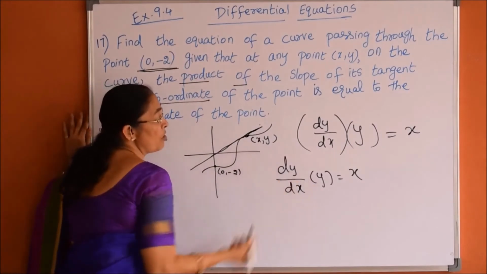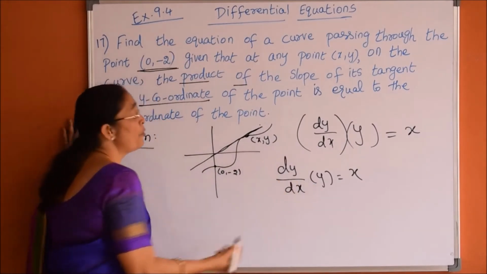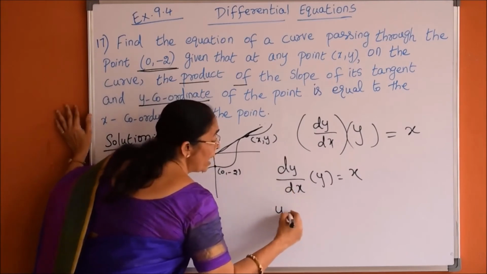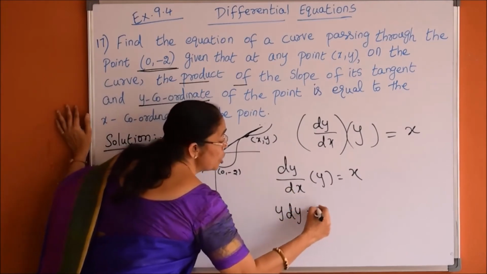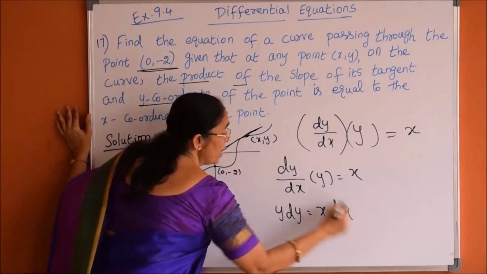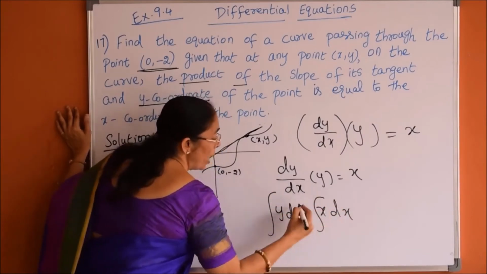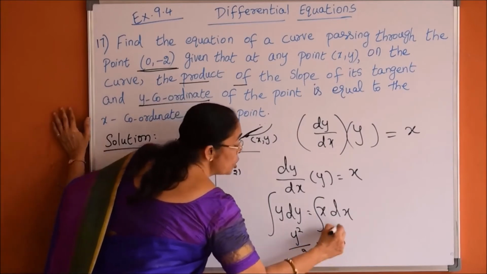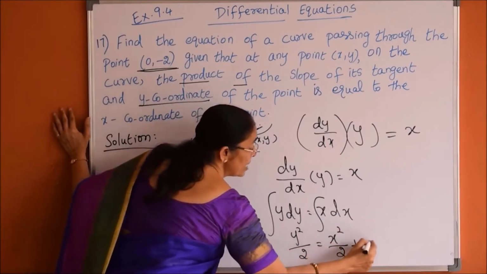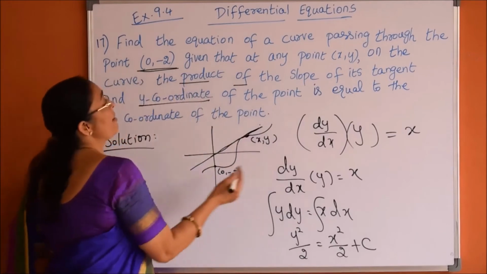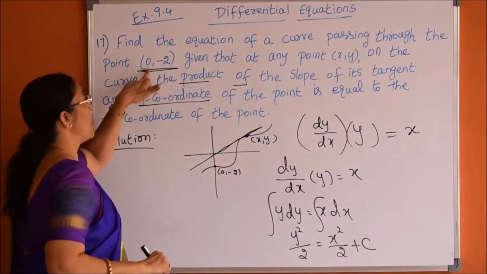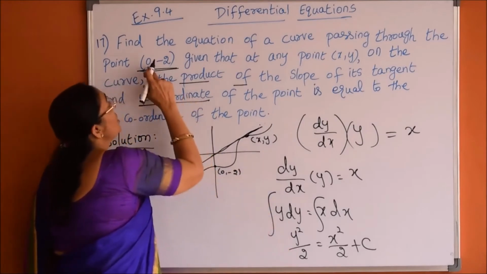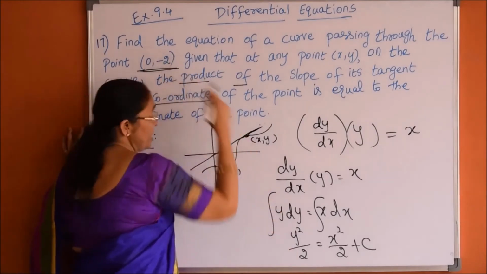Now we solve this differential equation by the method of variable separable. Separating the variables, we will get y dy is equal to x dx. Now, integrating on both sides, y dy is nothing but y square by 2 is equal to x square by 2 plus c. Now, to get the c value, it is given that the curve is passing through the point 0, minus 2. Substituting the values, x is 0 and y is minus 2.